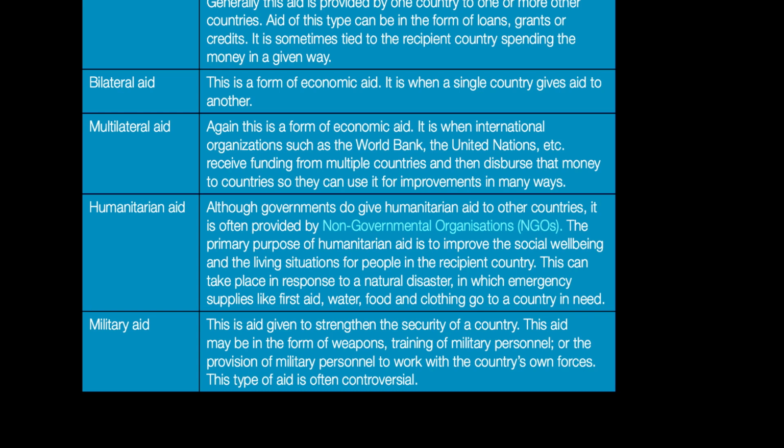Lastly, we have what we call military aid. This is aid given to strengthen the security of a country, and this aid may be in the form of weapons, training of military personnel, or the provision of military personnel to work with the country's own forces. We saw in Pakistan's case, Pakistan was provided a lot of military aid by the US to fight in areas where the US was trying to control terrorism and so on.